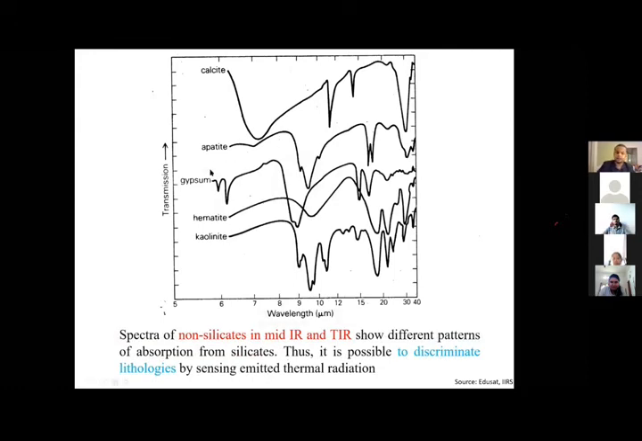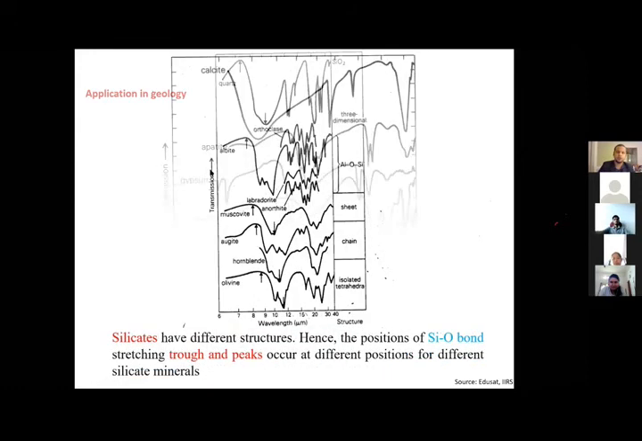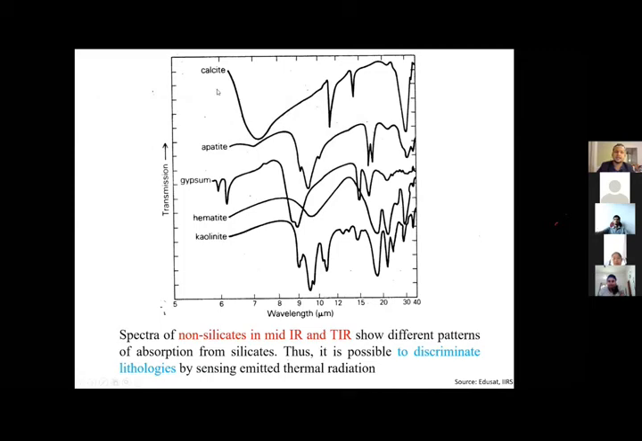Well, again, these are silicates. Now we'll look into the non-silicates, with calcite taken as an example, along with apatite, gypsum, hematite, and kaolinite. Again, the same: here we would look into the troughs of the minerals to identify them. I'd like to skip this slide because we have understood the concept here.